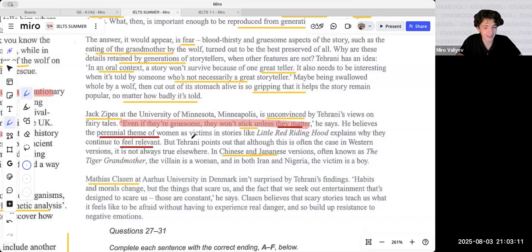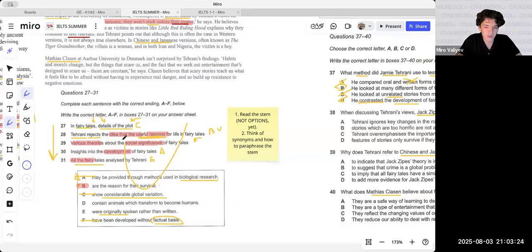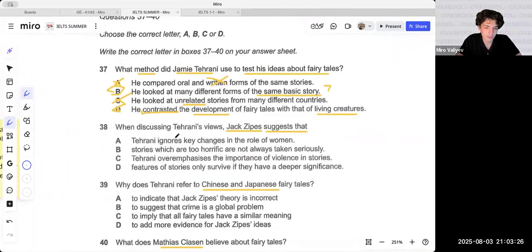So he says that women played victims, and that's why it feels relevant, because women are still victims. Maybe, I don't know. Who am I to judge? Anyways, let's read the options now.